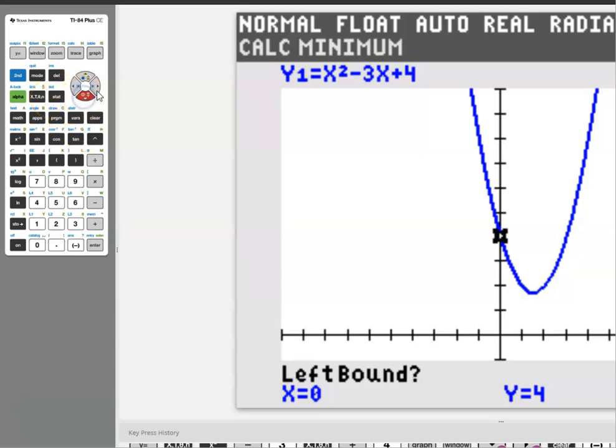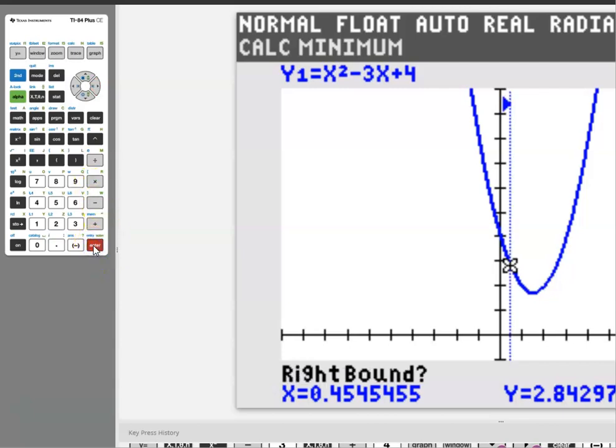Okay, I could move it like this to get closer if I want to, but that would be optional. I'm going to now hit enter. Now it says get the right bound. You need to get to the right of your vertex. So let's go this way, go all the way around. The second you turn the corner, you can hit enter.